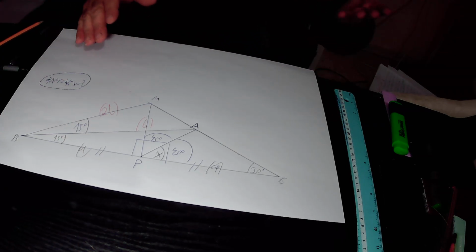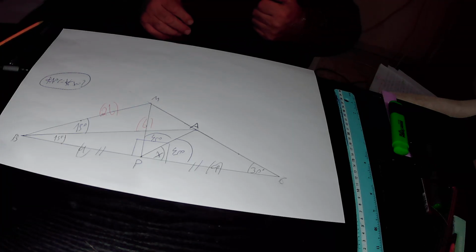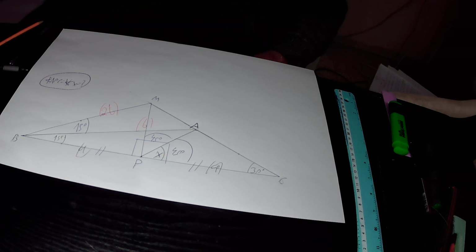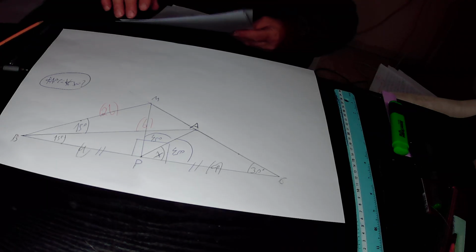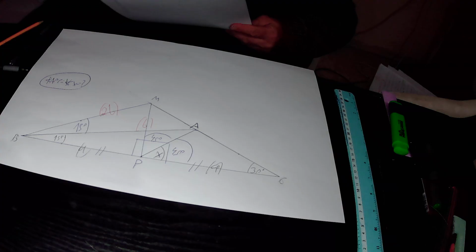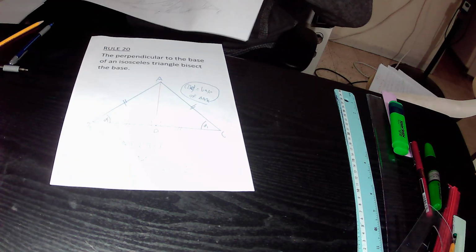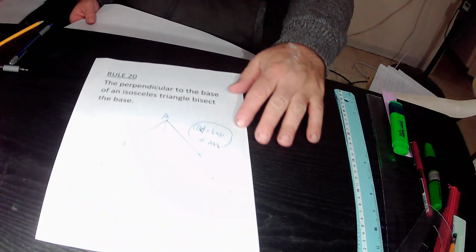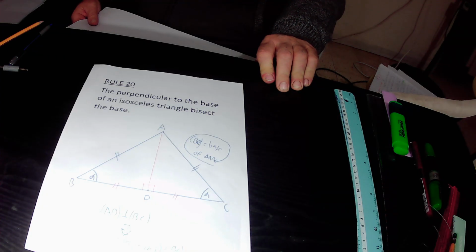So here we have the associated triangle, triangle BMC. Therefore, we can implement rule 20 on this associated triangle, triangle BMC. So please click here on rule 20. According to rule 20, the perpendicular to the base of an associated triangle bisects the base.